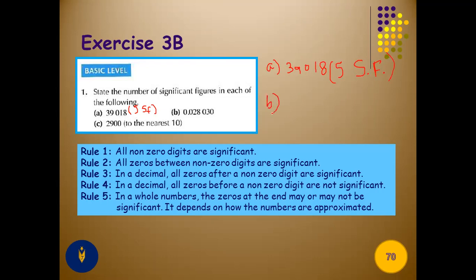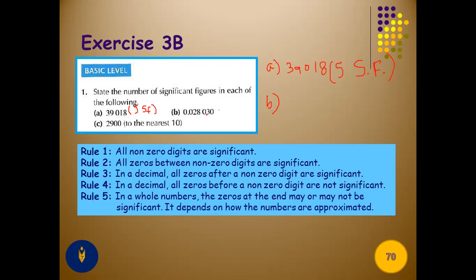Now part B, 0.00283030. If you see, 2 or 3 rules may apply here in part B. First, the first 2 zeros are not significant figures, because according to rule number 4, in a decimal, all zeros before a non-zero digit are not significant. So first 2 zeros we will ignore. Next is 2, 8 non-zero, 3 is non-zero, it's significant. So 3 significant figures are there, for example. Now let's see this 0. This 0 is in between non-zero digits, so this is also significant. So 2, 8, 3 is 3 significant figures. With this 0, 4 significant figures.